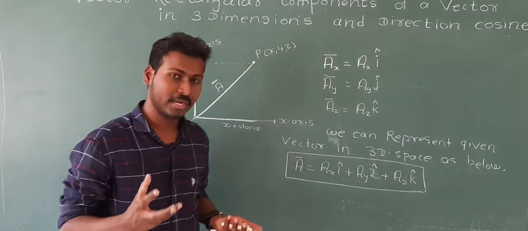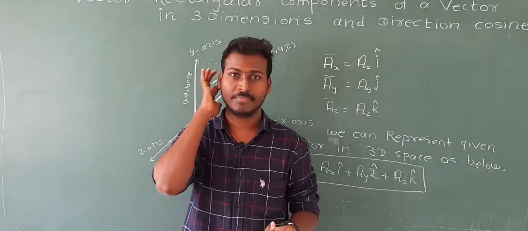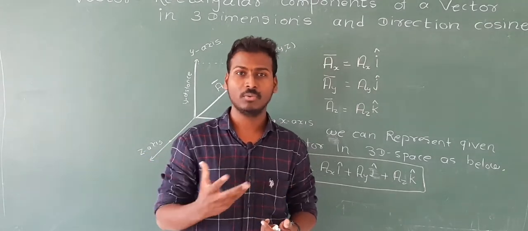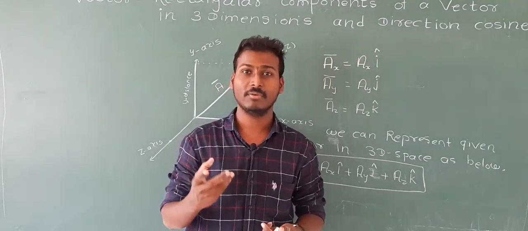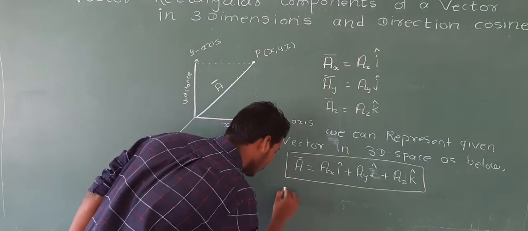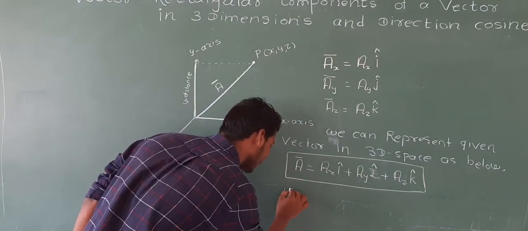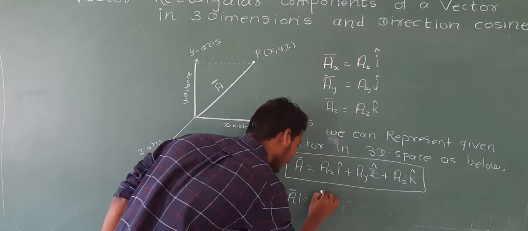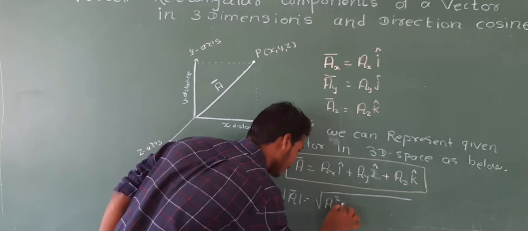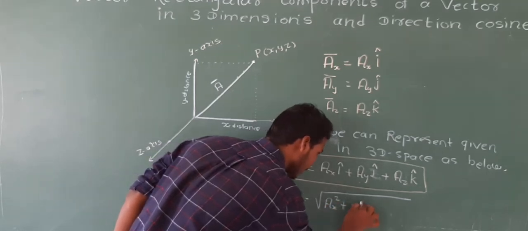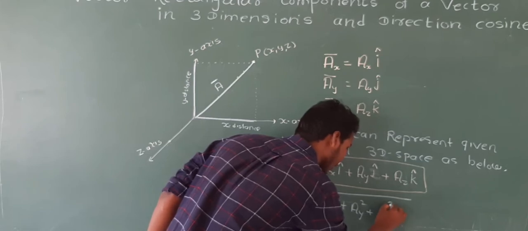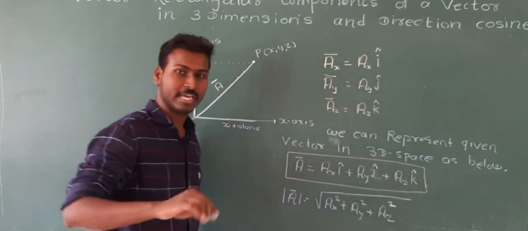Now how do we find the magnitude of such a vector? In the previous part we went through 2-dimensional magnitudes, but how do we find the magnitude of a 3-dimensional vector? The simple method again: the magnitude of a bar is equal to the square root of x component square plus y component square plus z component square of that vector.